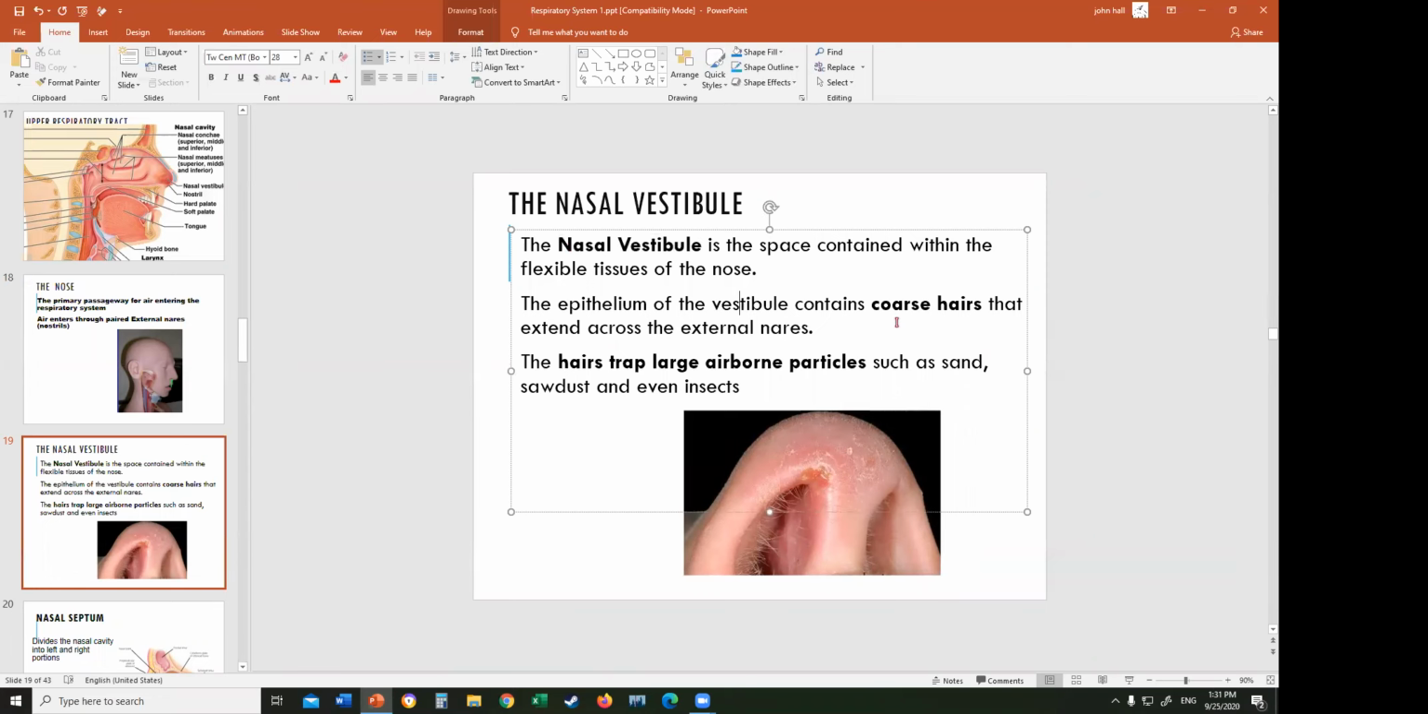Something I mentioned to the class earlier is that the coarseness of the hair is actually somewhat genetic. By that I mean, people of Northern European descent tend to have more hair in the nose, but the hair tends to be less coarse. Whereas people of strong African descent tend to have less nose hair, but the hair tends to be coarser, right?